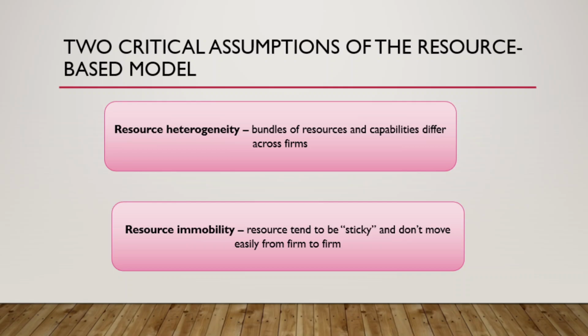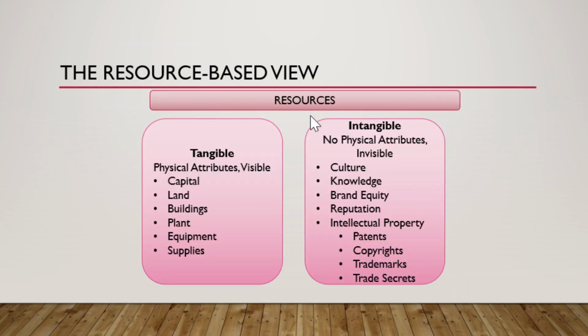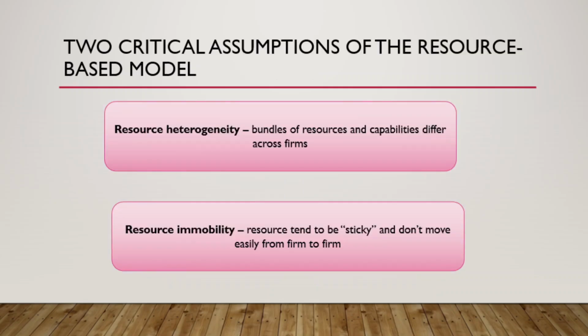Yung immobility naman, resource immobility means that resources tend to be sticky and don't move easily from firm to firm. Because of stickiness, the resource differences that exist between firms are difficult to replicate and therefore can last for a long time. Kaya nga din kailangan natin ng patents, copyrights, and trademarks para hindi nila basta-basta nagagaya yung resources na ginagamit ng firm natin.